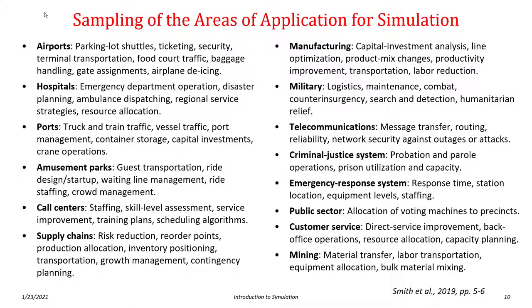So the common themes that we see across all of these categories: generally we're dealing with complex systems. So we're not dealing with simple systems that we might be able to analyze in analytical models, but things that are much more complex. We generally have interacting entities. So think about people, customers, workers, then think about parts and vehicles, and all of these things interact with one another in the operation of the system.